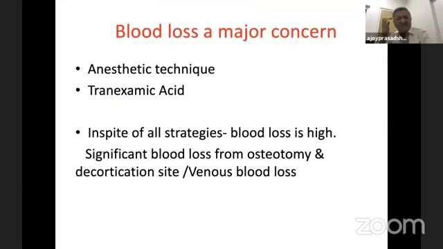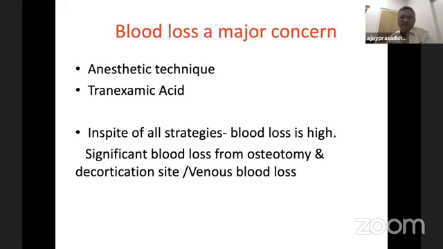The major concern in scoliosis surgery, especially when the rigidity of the curve is significantly more, and when a curve reaches about 100 degrees, is the blood loss. Most of these children are in the age group of 12 to 13 years, so their body weight itself is low and the blood volume itself is less. We depend upon the anesthetic technique, and we use tranexamic acid to reduce the blood loss. But in spite of all strategies, the blood loss is significantly high.